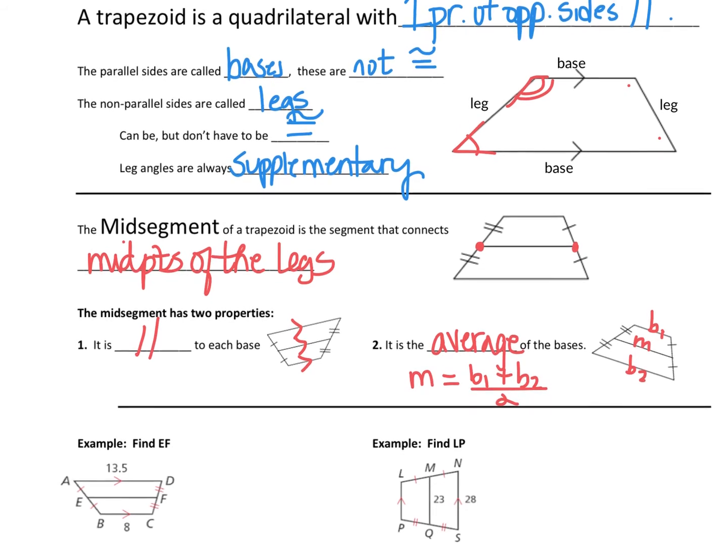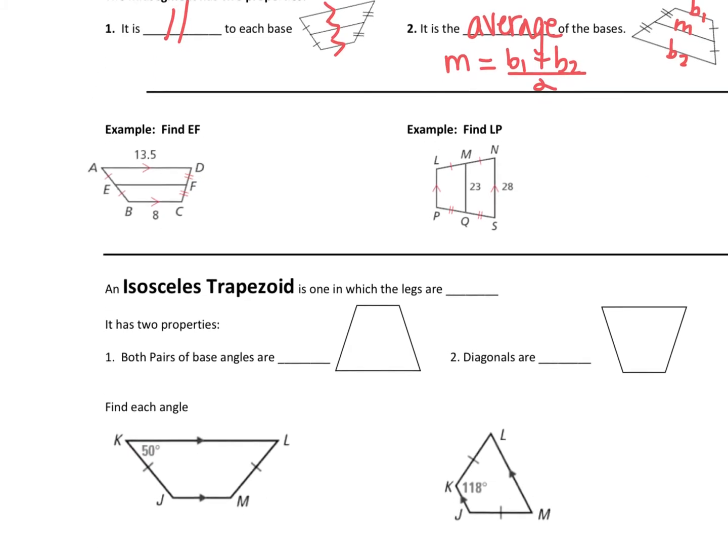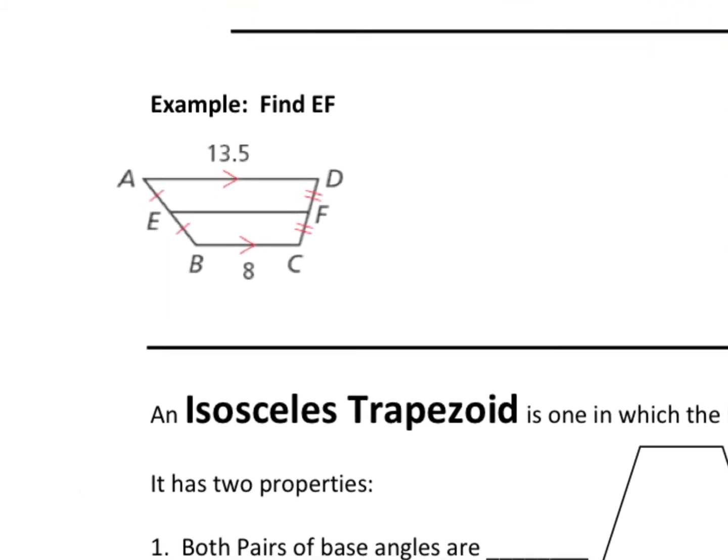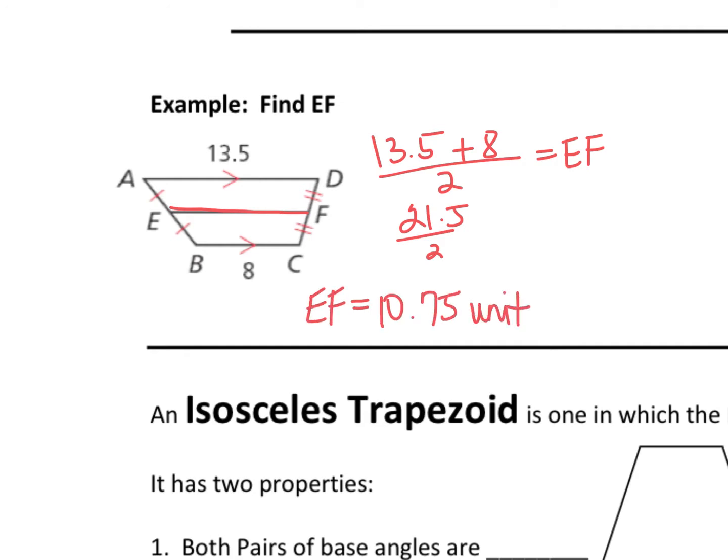All right, let's do some examples. So my first example, we're going to find EF. I know that it is the average of the bases, so I'm going to add them together and divide by 2. And that average is 21.5.